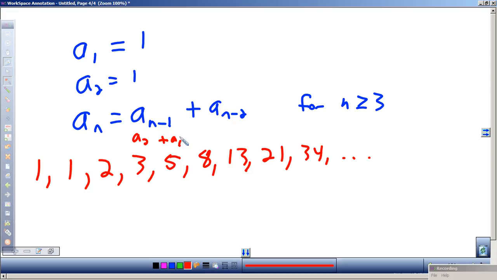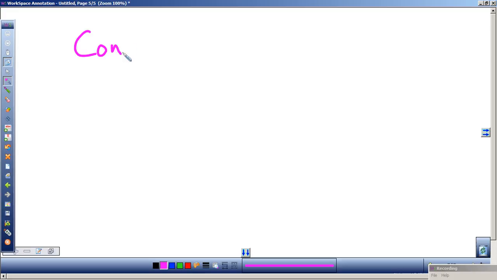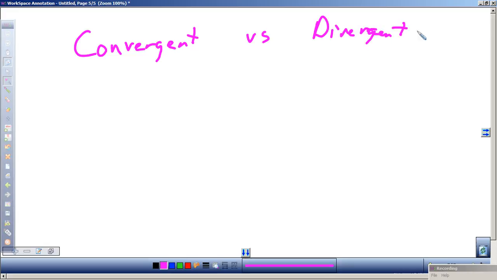Now you also hear the terms converge and diverge, or convergent and divergent. What do you think these mean when we talk about series, or sequences, I should say? Join together. Yeah, how about this?